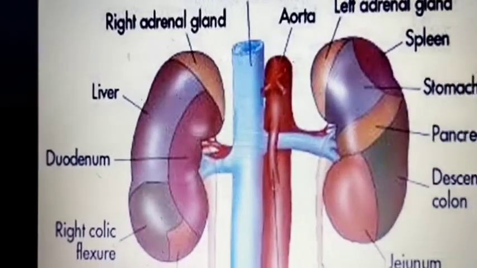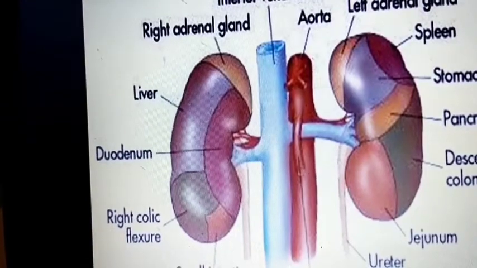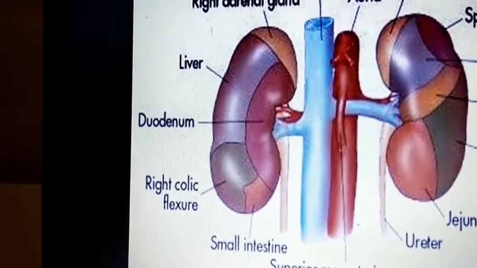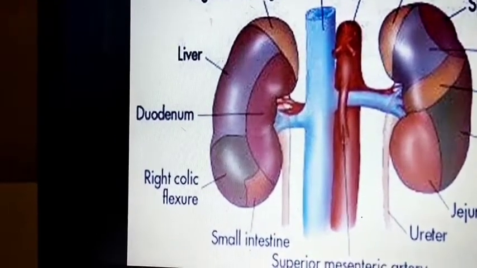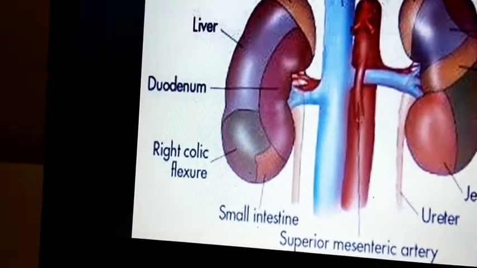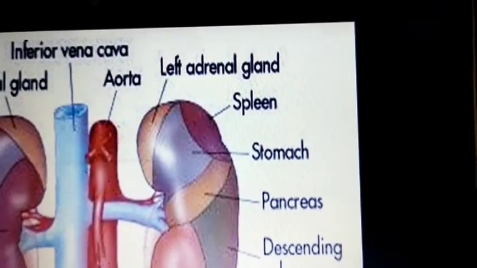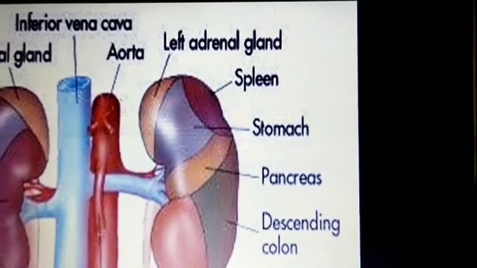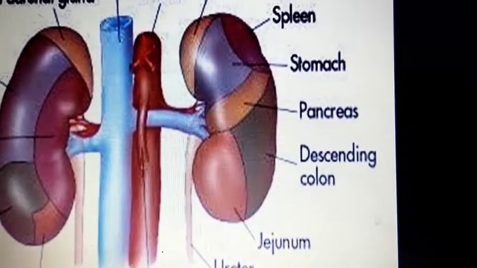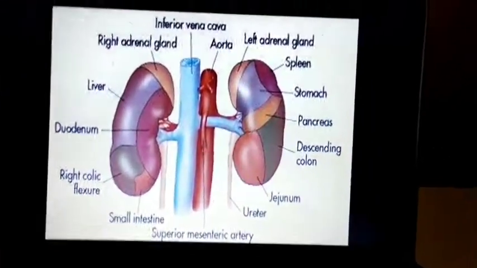You can see here some impressions. First, on the right side there is the adrenal gland superiorly. On the lateral side there is the liver. On the medial side there is the duodenum, right colic flexure and small intestine. On the left side, you can see the left adrenal gland. These are some of the anterior relations. Then the stomach, then the spleen, pancreas in the middle, jejunum and descending colon. Like that, these are the anterior impressions.